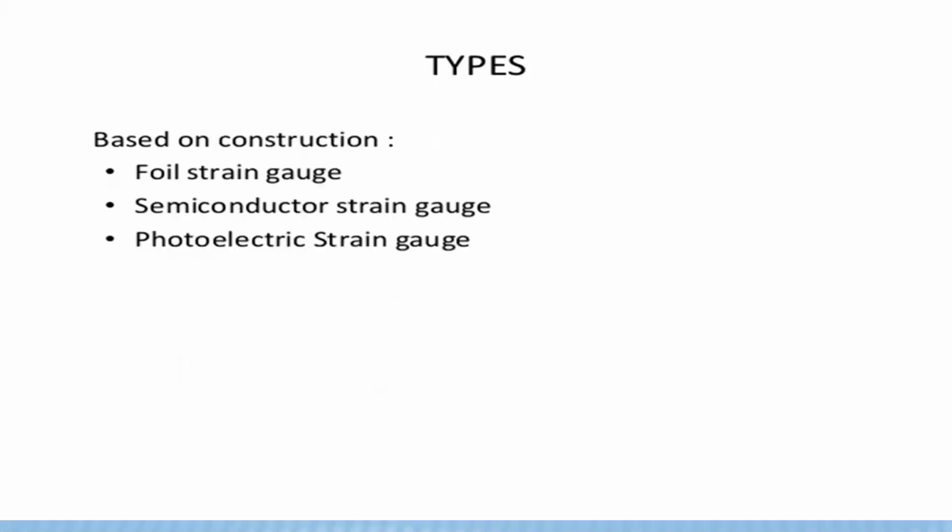Okay, and the next one is based upon construction of the strain gauge. For the manufacturing of strain gauges, different manufacturing techniques are used, with different types of materials such as polymers or ceramic materials, and different construction and circuit analysis. So based upon that construction, there are different types of strain gauges: foil strain gauge, semiconductor strain gauge, photoelectric strain gauge. So in this class we will discuss these types of strain gauges.